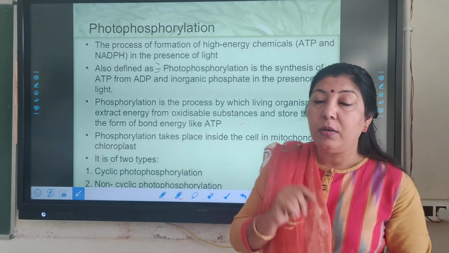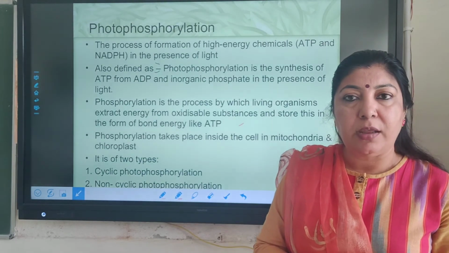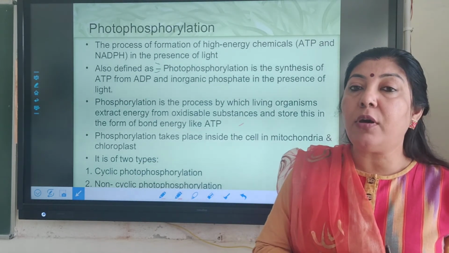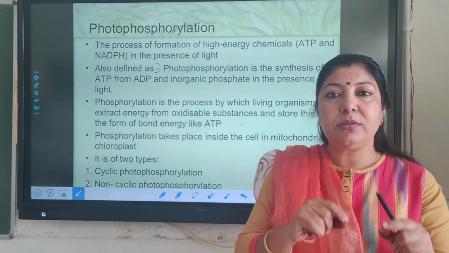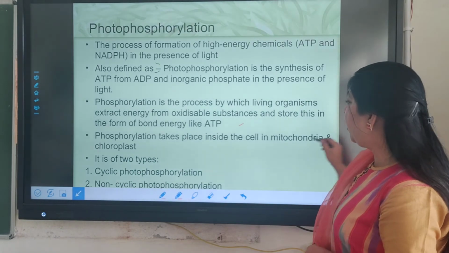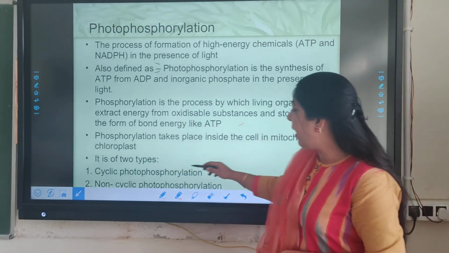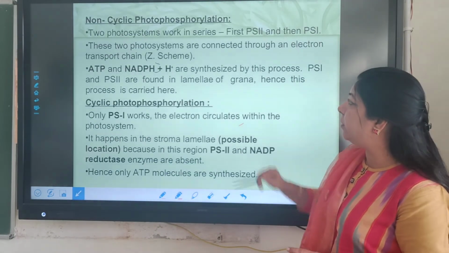The site for non-cyclic photophosphorylation are the grana or thylakoid, whereas the sites for cyclic photophosphorylation are the stroma lamellae, that is, which are called as frets. So because of this, we say they are of two types, cyclic and non-cyclic photophosphorylation.